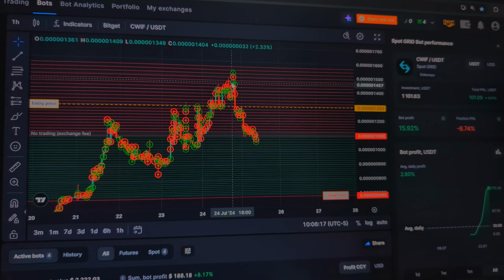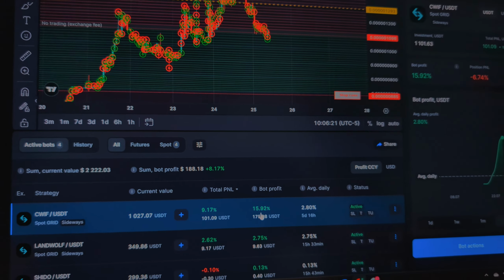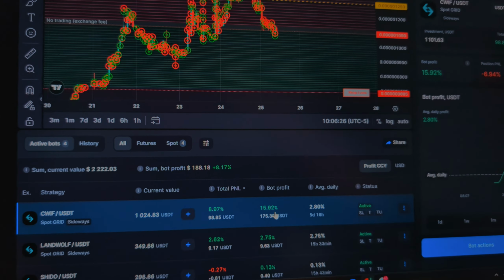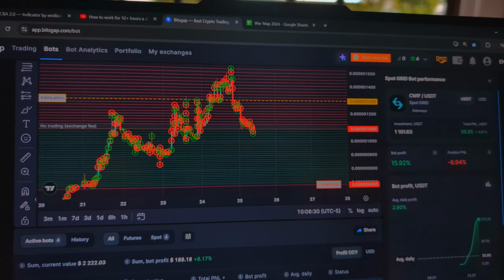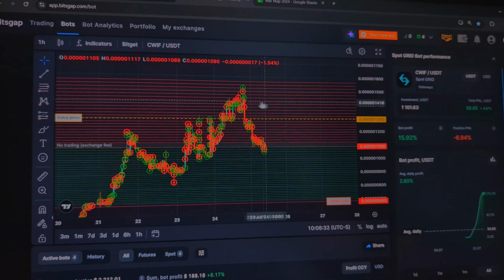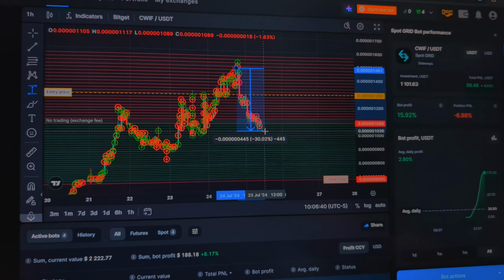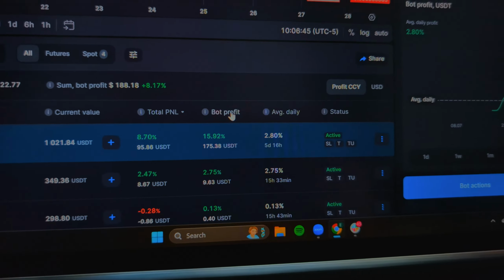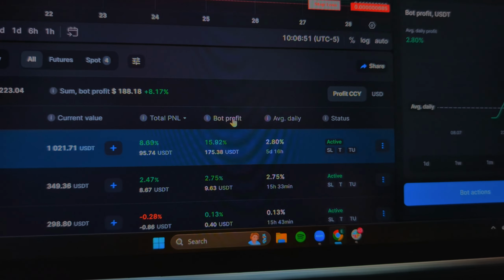So when it was all at the top, it was actually at close to 15%. So the bot profit and the total PNL were relatively close to each other. But so far, it has been trading very well. You can see that even though the market has dropped a solid 30% or so, we still managed to make a positive PNL, and we are making 2.80% in profit consistently, which is what we care about.